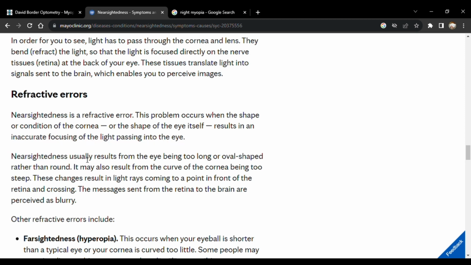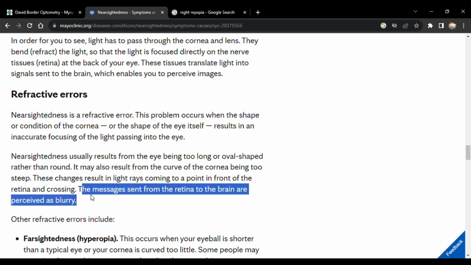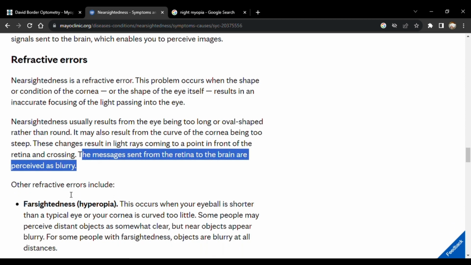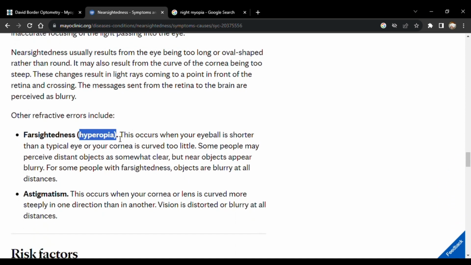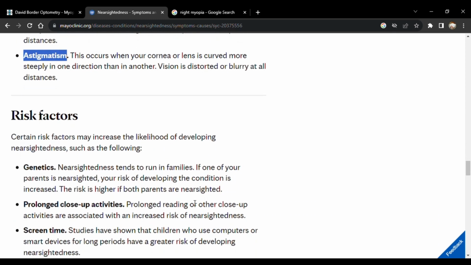Nearsightedness usually results from the eye being too long. It may also result from the curve of the cornea being too steep, or sometimes we say too strong. These changes result in light rays coming to a point in front of the retina and crossing. The messages sent from the retina to the brain are perceived as blurry. Other refractive errors are hyperopia, or farsightedness, and astigmatism.